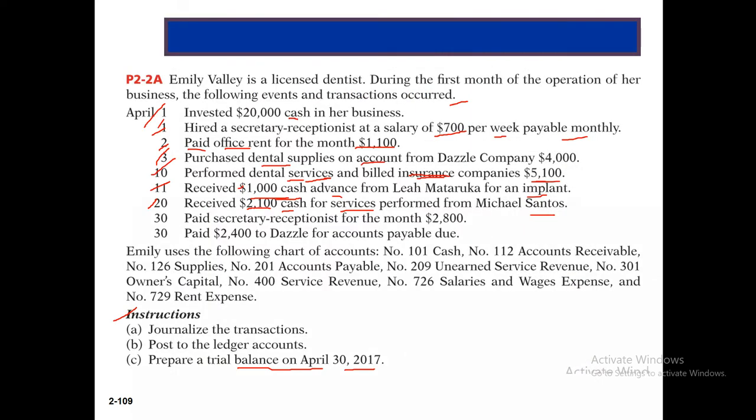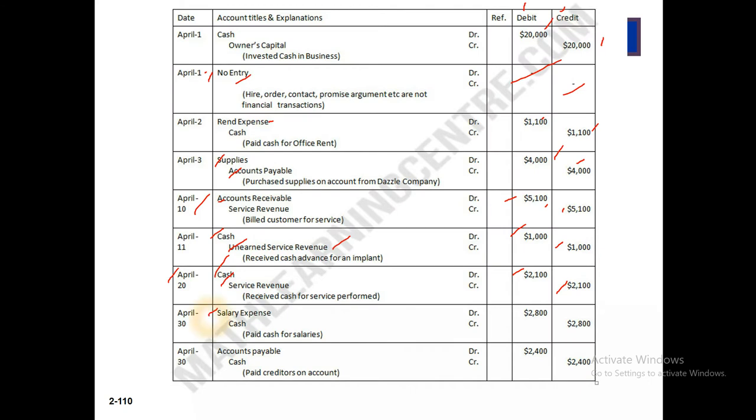And now April 30, paid secretary receptionist for the month, $2,800. That means we just appointed our secretary receptionist, and now we are paying this amount. So our salary expense will be debit 2,800, and our cash will be credit 2,800.